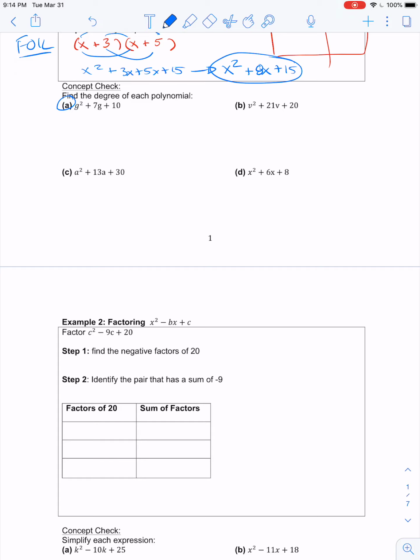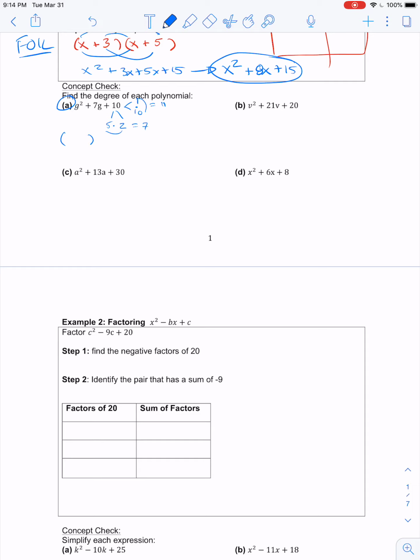First, we're going to look for the factors of 10. So we could have 5 and 2. What else could we have? We could have 10 and 1. So those are the combinations that get us to 10. Well, which of those adds up to 7? 5 and 2 equals 7. 10 and 1 equals 11. So we're probably going to use this 5 and 2 combination.